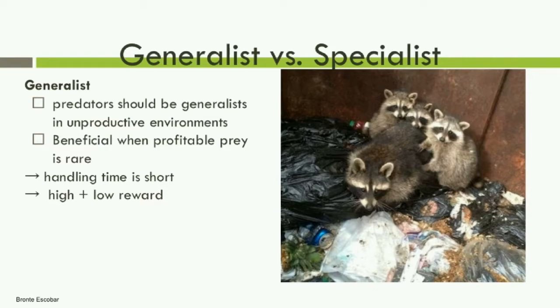An example of generalists are raccoons. They tend to thrive in a variety of environments, including urban areas, and eat whatever they come across, whether that be trash, fish, vegetables, etc.